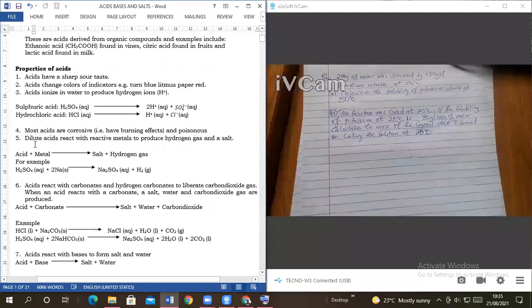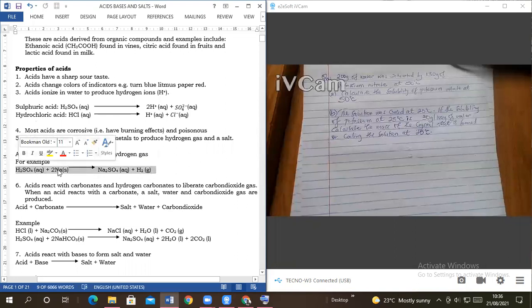So here we have dilute acids react with the reactive metals to produce hydrogen gas and a salt. So if you react an acid with a metal, you get a salt and hydrogen gas. We are going to look at the way you form these salts later on in the second session, so don't be worried about that. But when you react an acid and a metal, you form a salt and hydrogen gas is liberated.